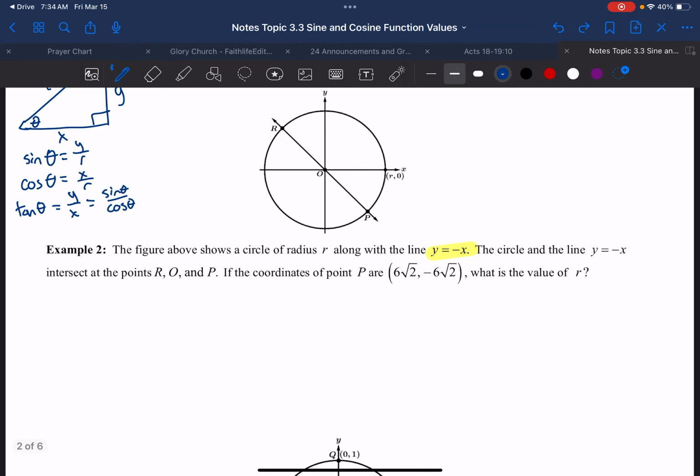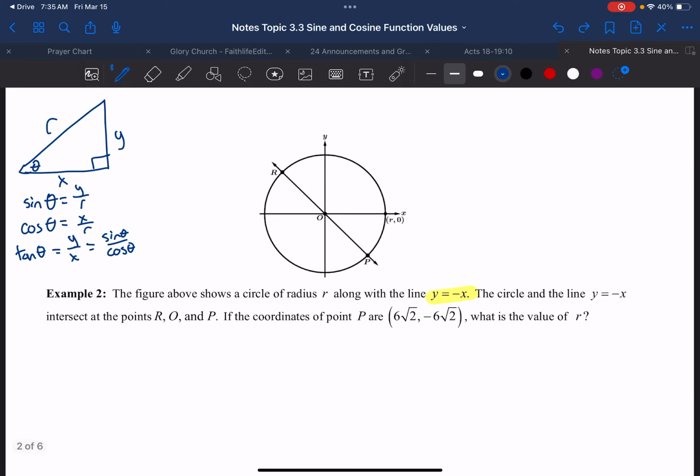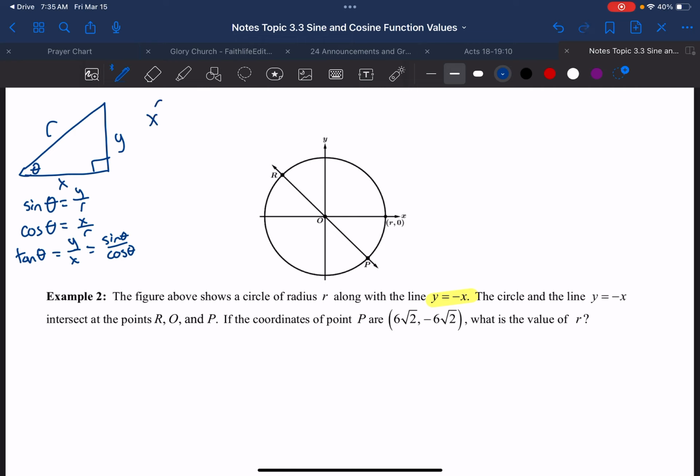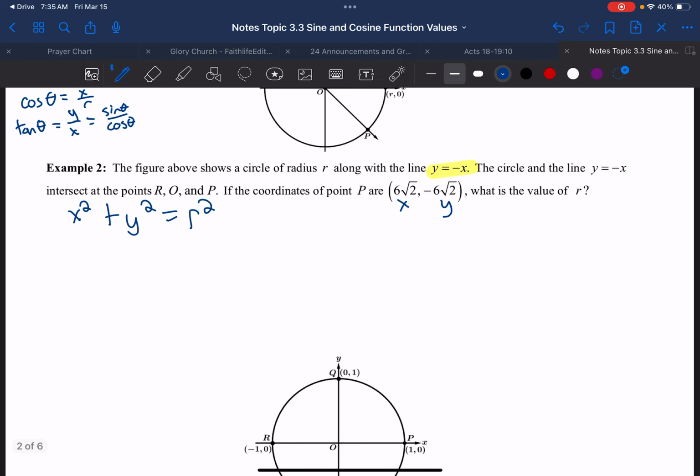So this is nice because, looking at my triangle here, I know the relationships between my x coordinate, my y coordinate, and r work as this right triangle, right? So if I ever don't know an x coordinate, y coordinate, or an r coordinate, I can use the Pythagorean theorem. So let's do that. x squared plus y squared equals r squared. I know my x coordinate is here, y coordinate's here, so I can just plug these in.